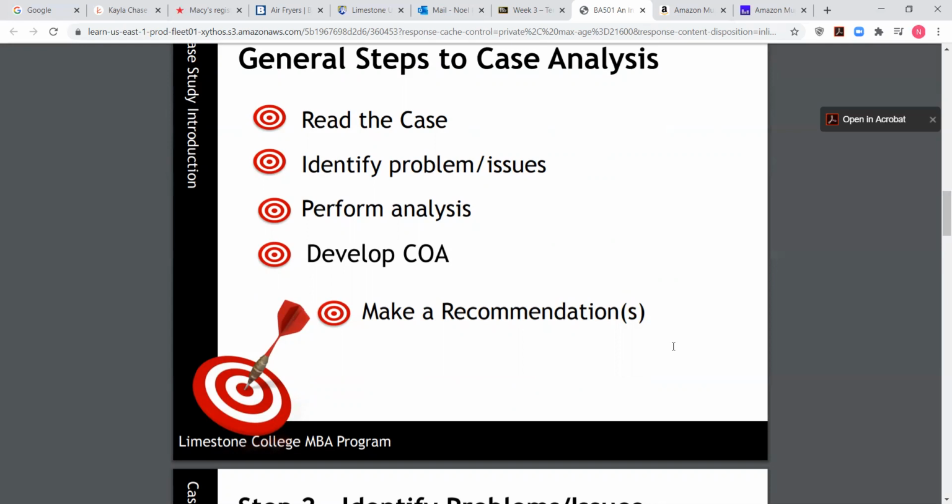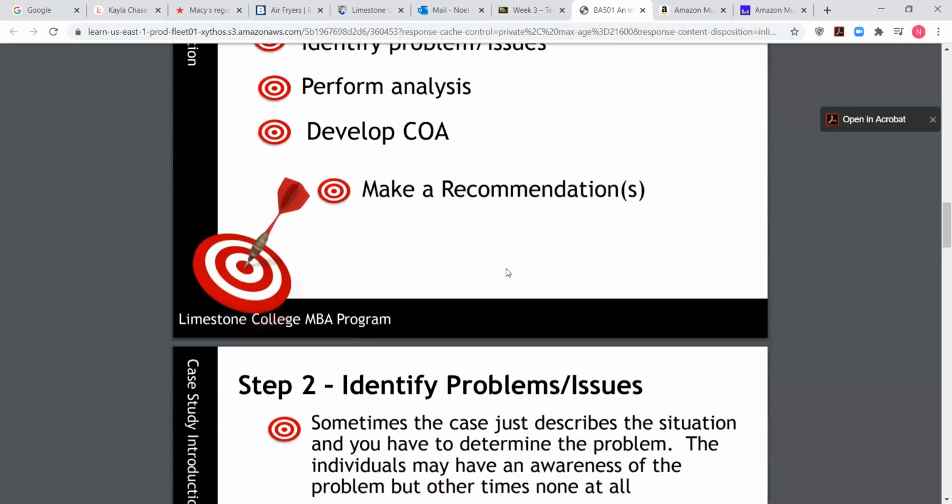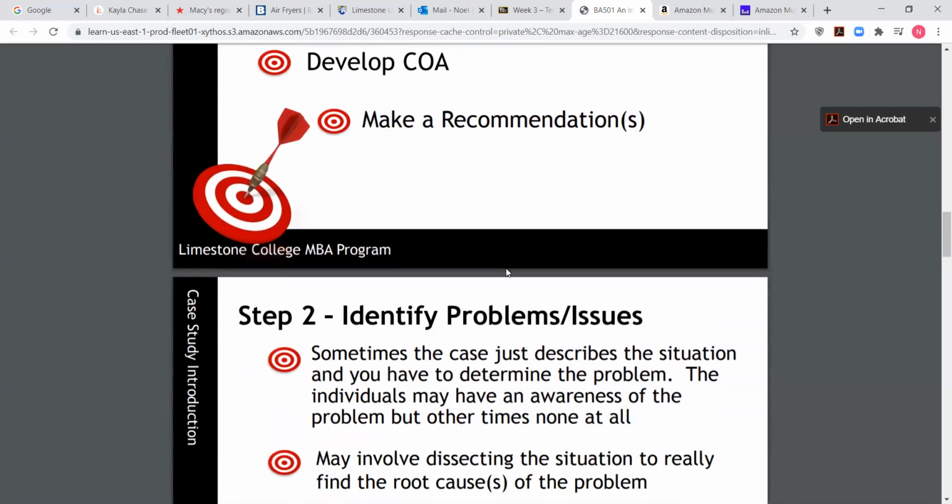You're going to really think about what you would do if you put yourself in that spot and say, okay, this is my situation, how would I handle it? And that's the COA, the course of action, where you make your recommendations. I equate this to being like a consultant. So you're going to read the situation and then take a look at it.